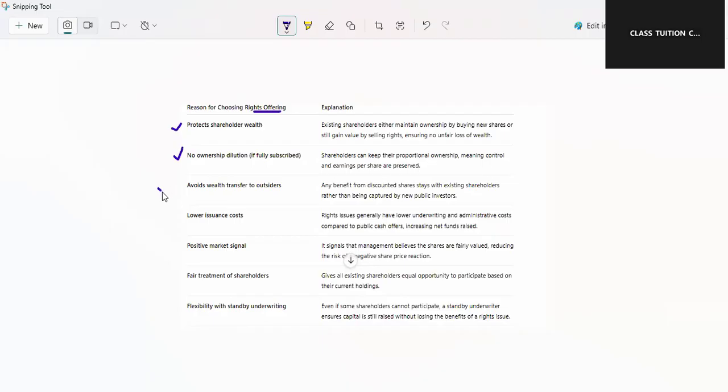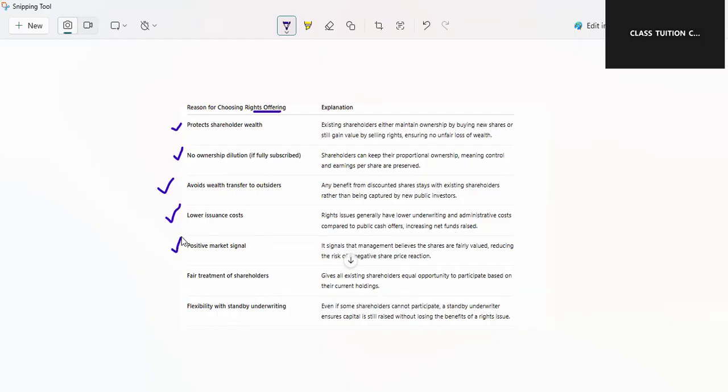Number three, it avoids what? Wealth transfer to outsiders. So the benefit from the discounted pricing will go to the existing shareholders. Also, the lower issuance costs. Remember, using the other method, there are costs that you need to pay. The rights issue generally has lower underwriting costs or administrative costs compared to public cash offers.